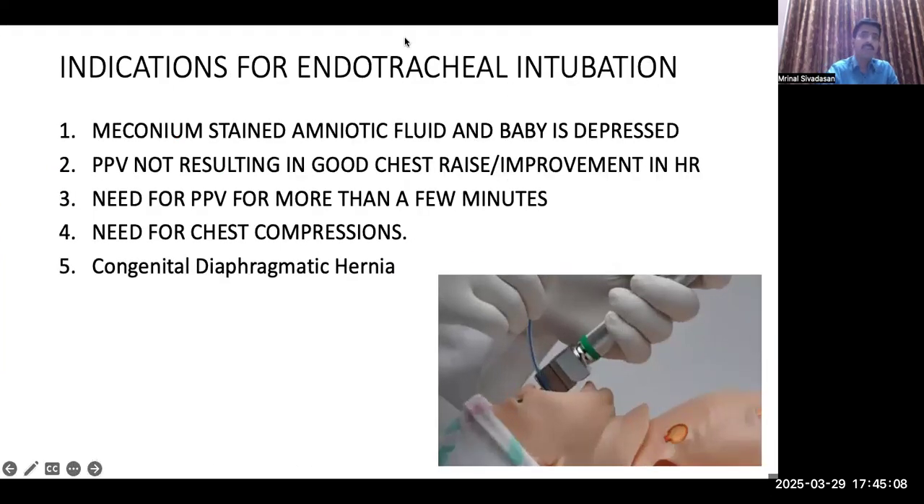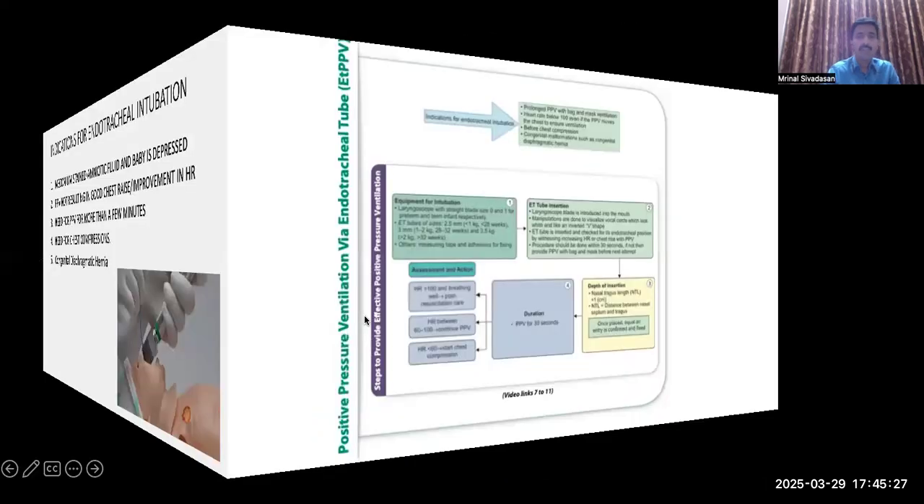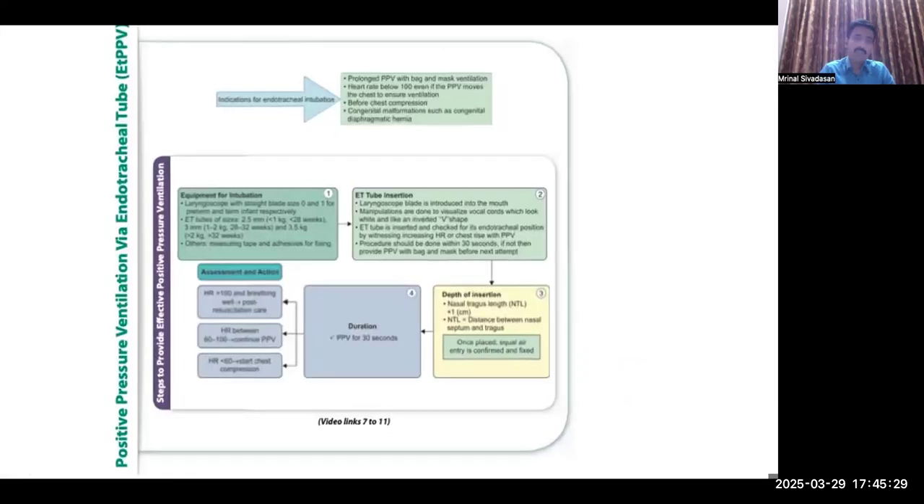Now, the indications for endotracheal intubation are meconium stained amniotic fluid and baby is depressed, or positive pressure ventilation not resulting in good chest rise despite all the other previous steps, or need for positive pressure ventilation for more than 1 minute, or need for chest compression, or congenital diaphragmatic hernia. So this is the positive pressure ventilation via endotracheal tube, and we have already discussed the indications.